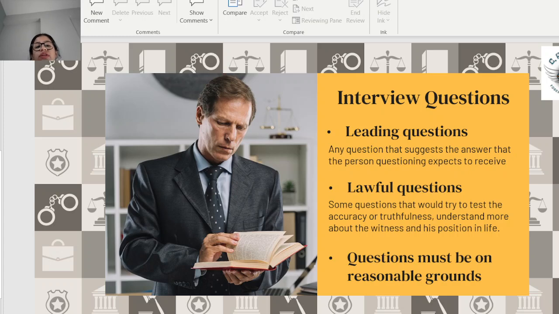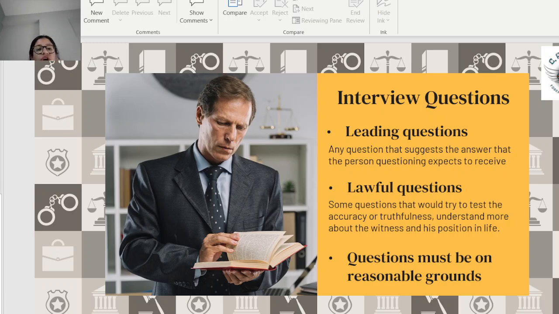Now, the third point is that questions should always be on reasonable grounds. Whatever question you ask should not question his character, or shake his credit. It should be on a humane level. You should not be inhumane to the witness, because maybe he is a victim and he has gone through so much, so you always have to be on reasonable grounds.